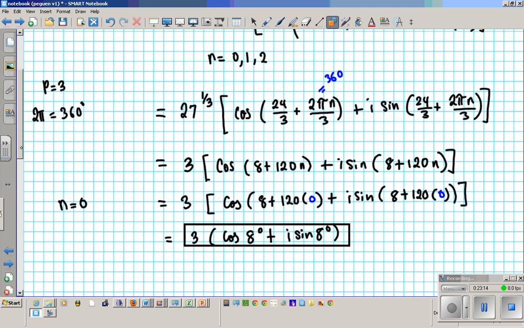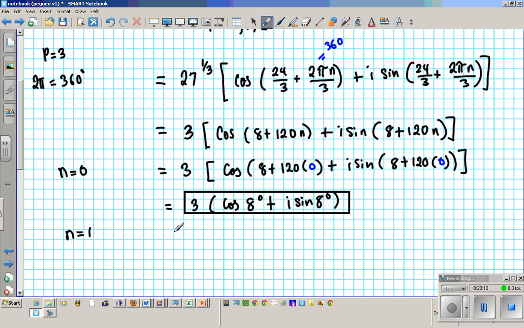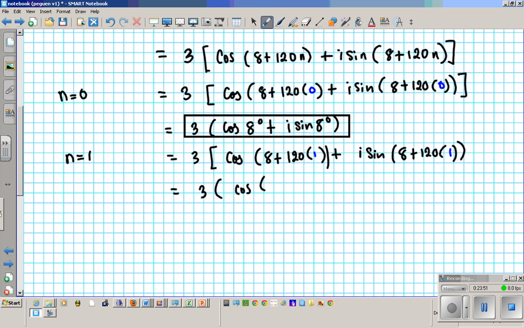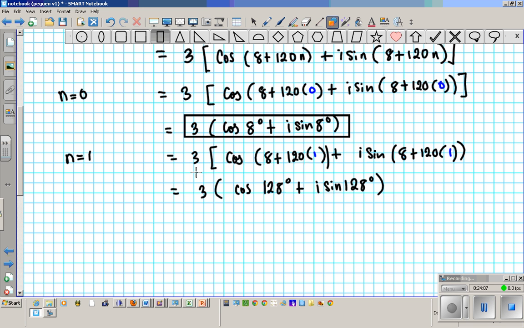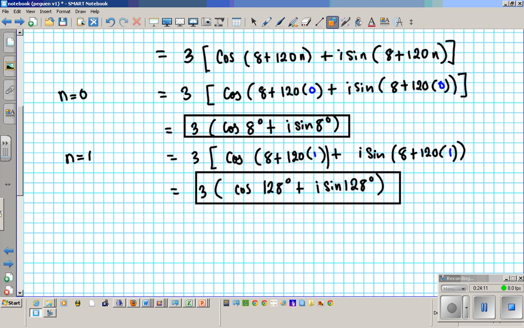Now let's find our answer for n equals 1. Same story. We have 3 times cosine of 8 plus 120 times 1, plus i sine of 8 plus 120 times 1. That gives us 3 cosine 128 degrees plus i sine 128 degrees. So there goes the second answer in polar form. Remember, the answers were asked to be given in polar form, not rectangular form, so these are sufficient.